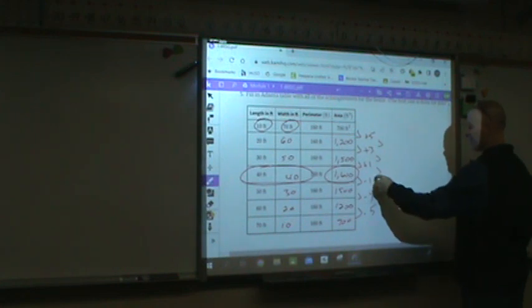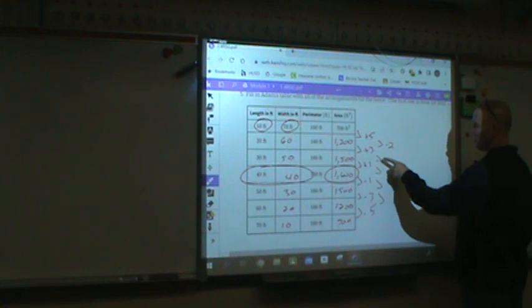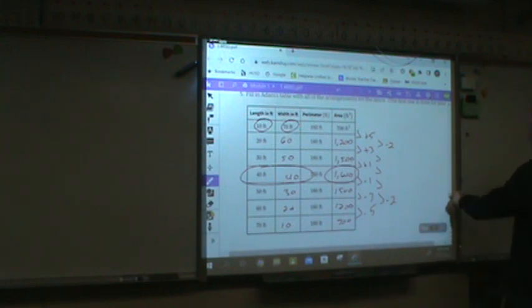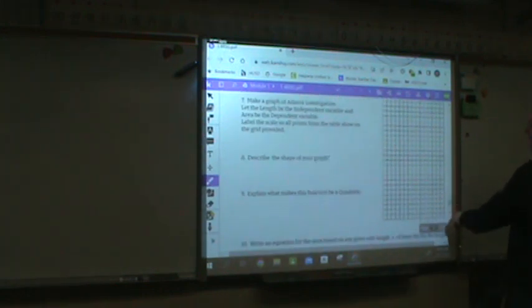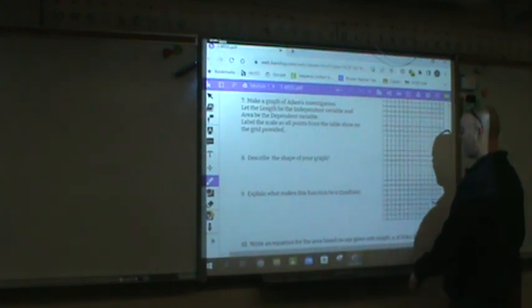Okay, now what's the second difference? Because the first difference isn't the same. So this should be minus 2, minus 2, minus 2. Oh, hey, look, it's all minus 2, right? It's all minus 2. So that proves it's quadratic. So my graph should be a curve. All right, so let's make a graph of the investigation.